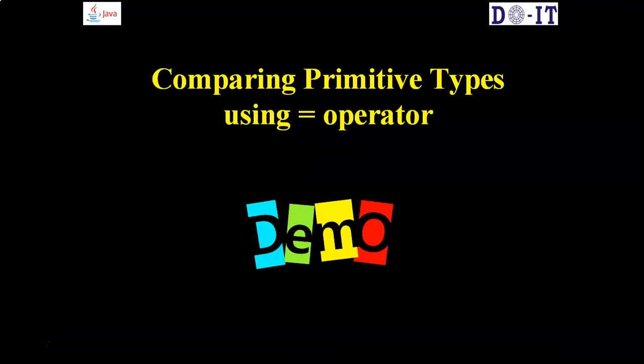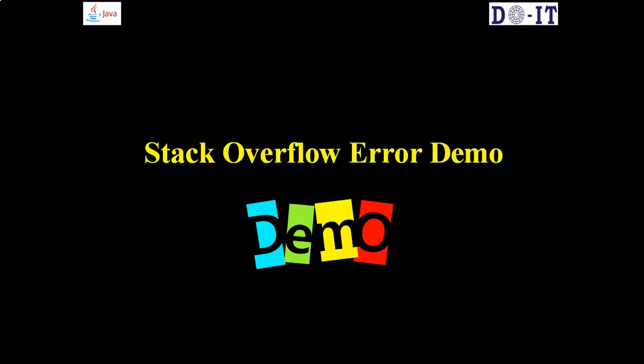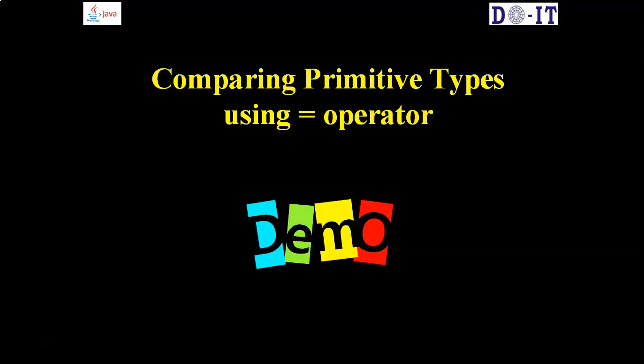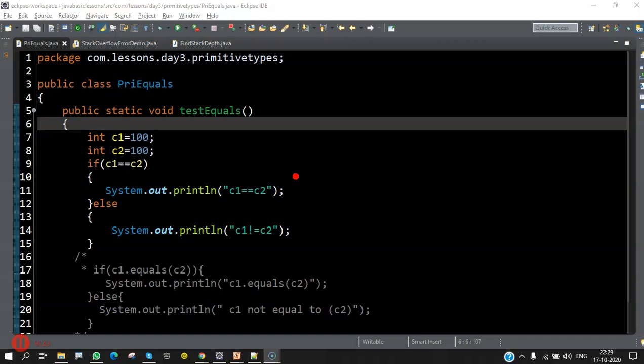Now we can compare two primitive types using the equal to operator. Objects can be compared with the help of a method called dot equals, whereas we will have to compare two primitive types with the help of the equal to operator. I have two variables C1 and C2. Both the values were similar, but they are two different copies.